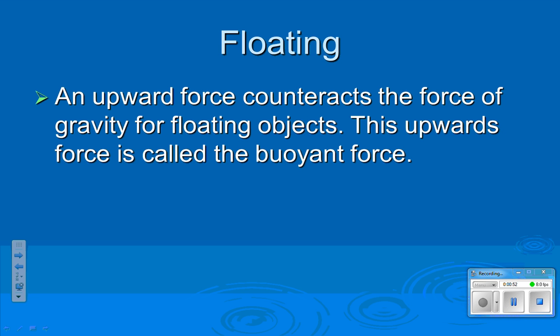So it's kind of similar to normal force, too. If I put something on a table, the normal force pushes up only as much as it needs to in order to get the object to sit on the table. We're going to identify this upward force as buoyant force. And when we draw free body diagrams, I will use F sub B to designate buoyant force.